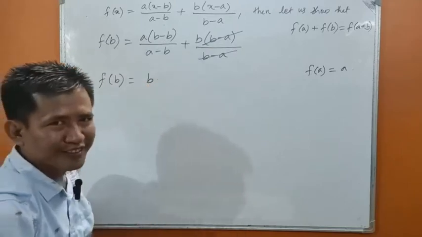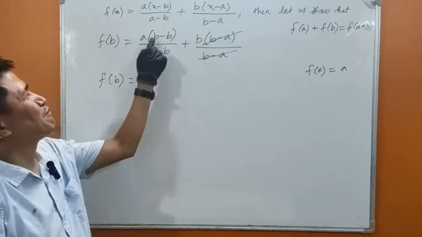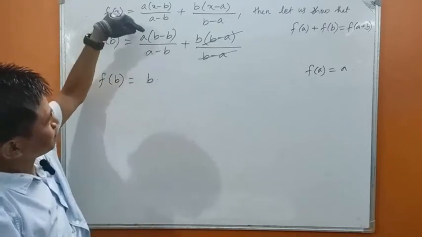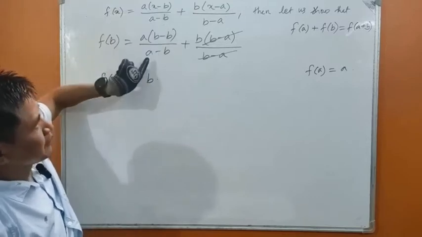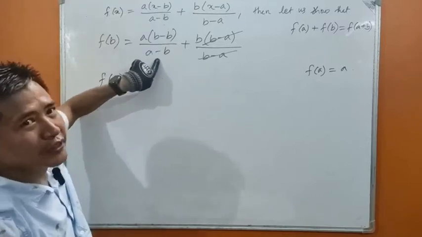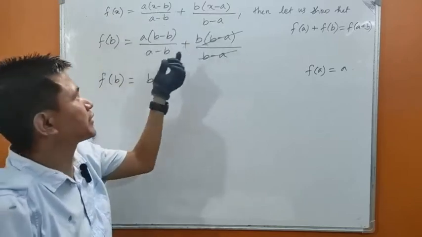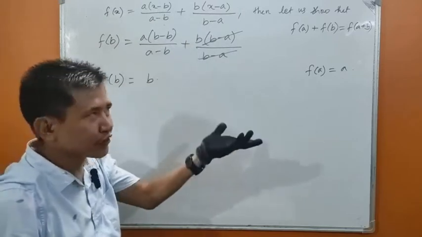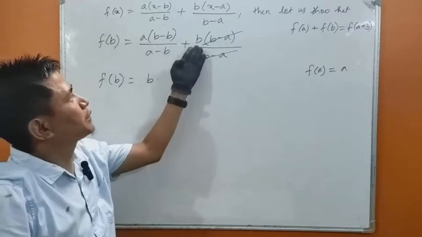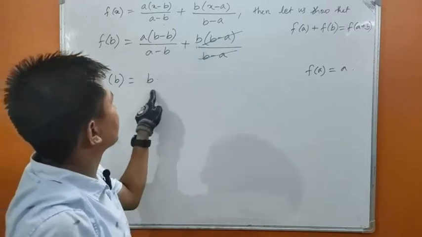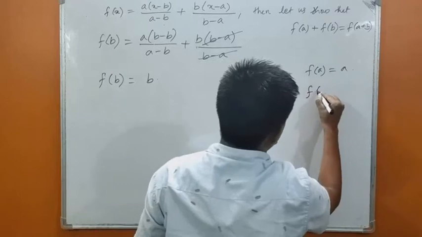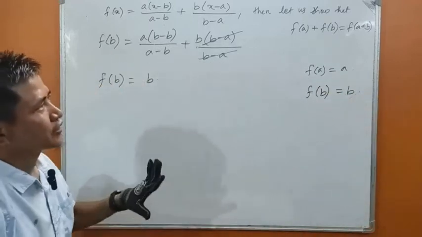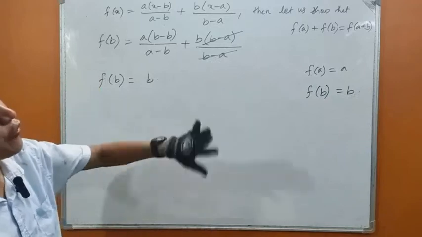Are you getting my point? I hope you got it. b minus b is 0, isn't it? That 0 into a is 0. So 0 in the numerator divided by a minus b in the denominator. If 0 is in the numerator, no matter whichever number is in the denominator, the value is always 0. So 0 plus b will become b. That means we got f(b) equals b. Okay, f(a) and f(b), we found the value.